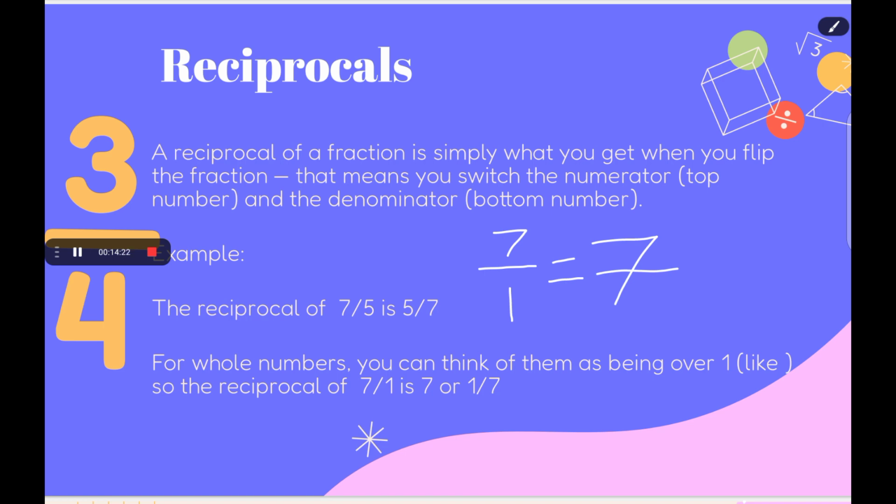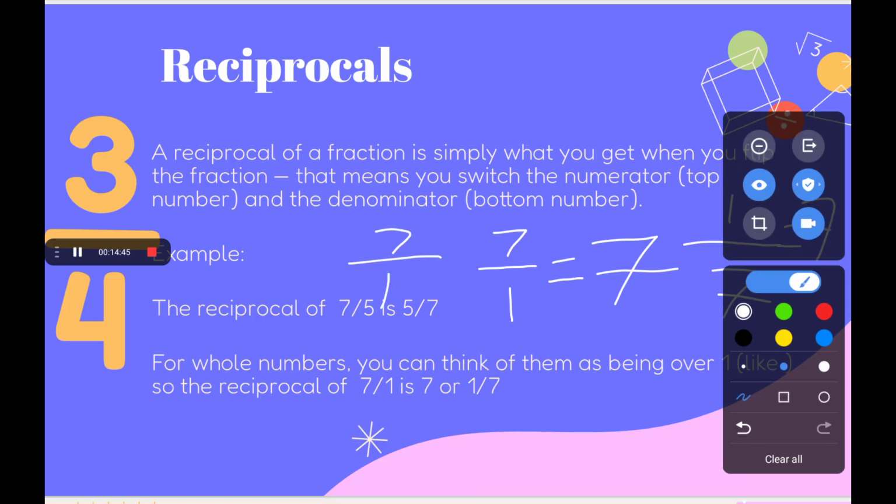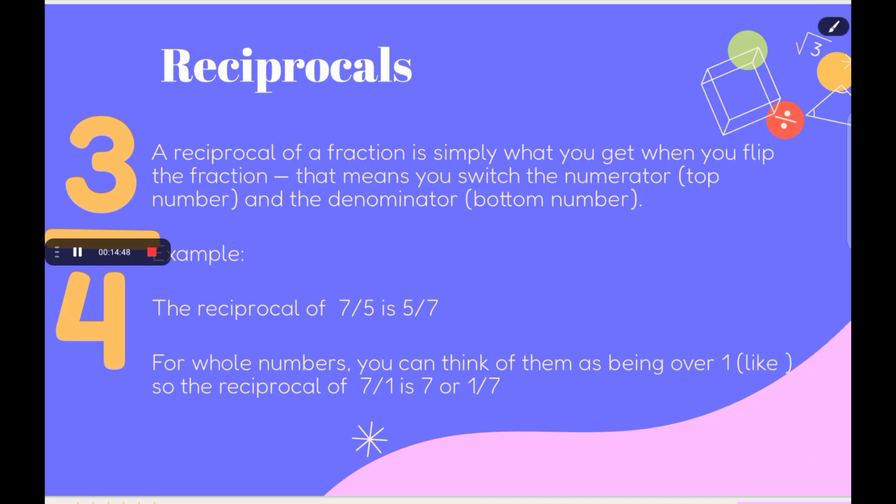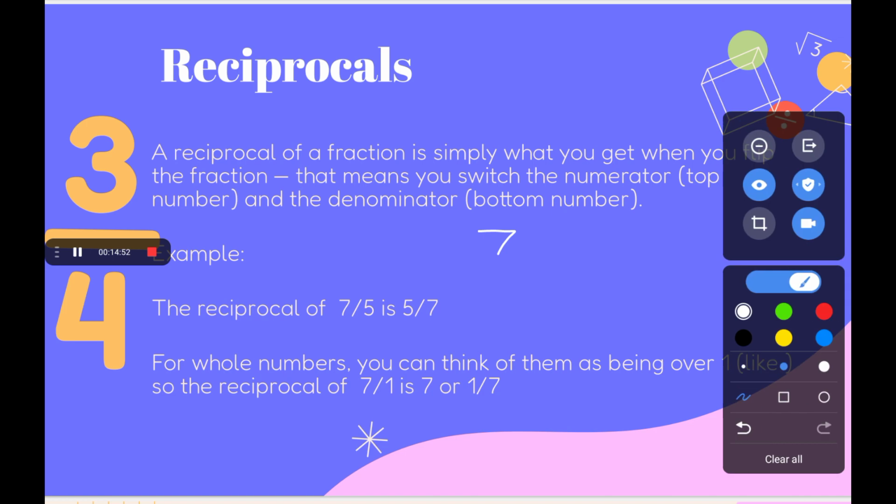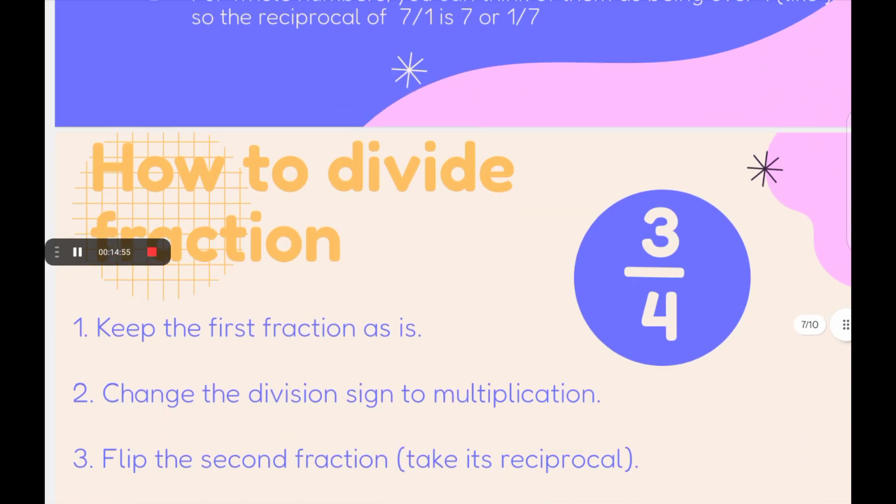Right? Now if you take a reciprocal of, for example, 1/7, it equals 7. How? As 1/7 will be flipped, it becomes 7/1, so the answer would be 7/1, which means 7. Simple, right? Now let's move forward.